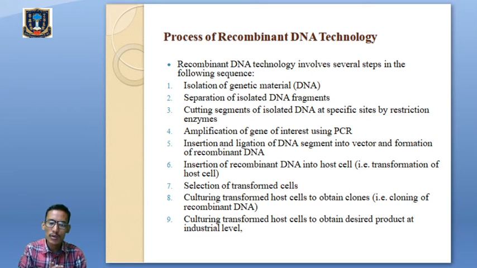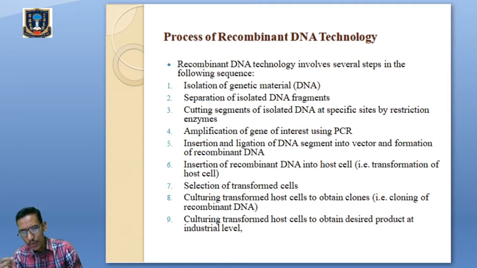Okay, the next one is we have to select the transformed cells by the different techniques which we have learned already. So the seventh one is selection of transformed cells, and the eighth one is culturing the transformed host cells to obtain clone, that is cloning of recombinant DNA, followed by the last step, which is culturing transformed host cells to obtain desired product at the industrial level. So these are the different steps which are being used in the process of recombinant DNA technology.